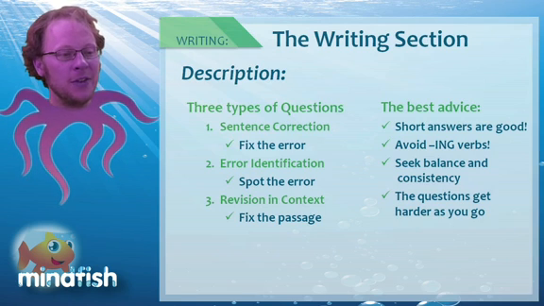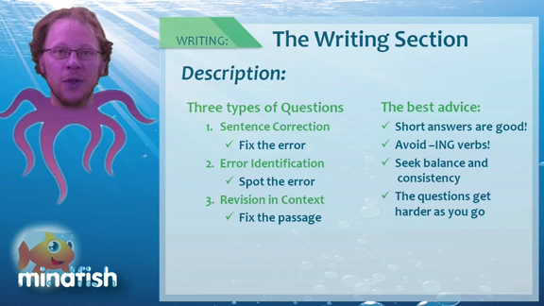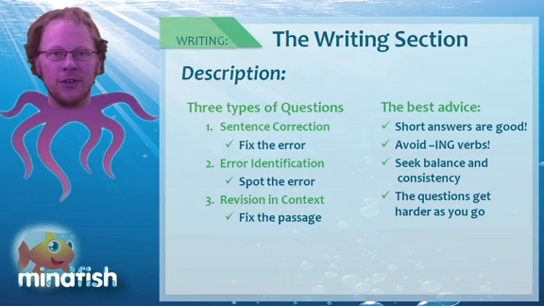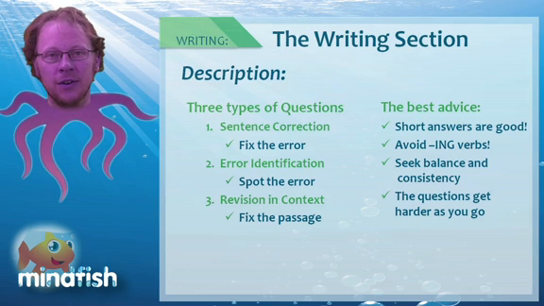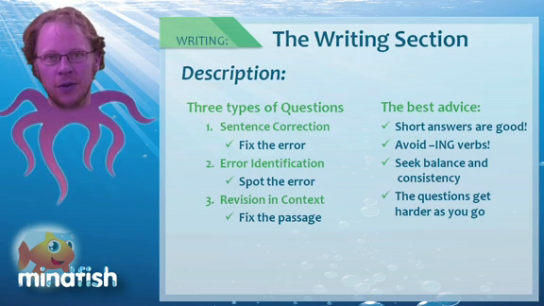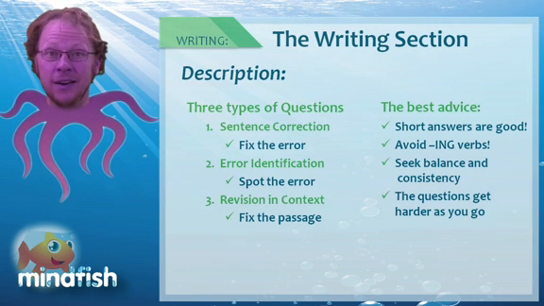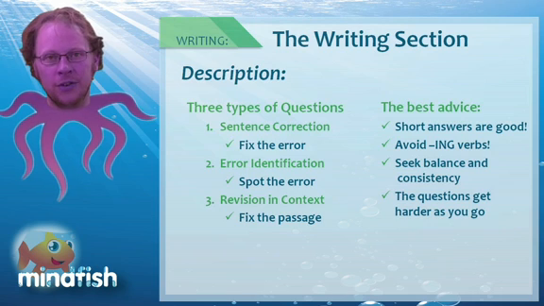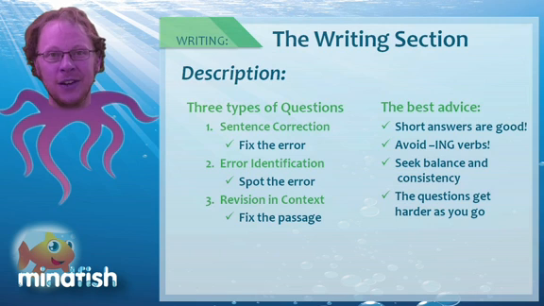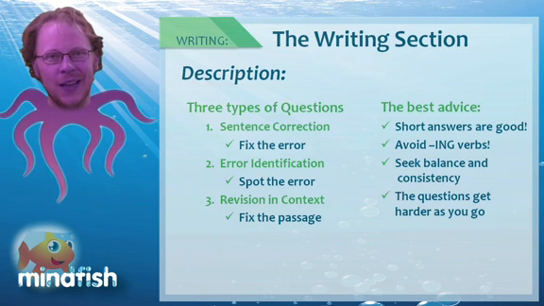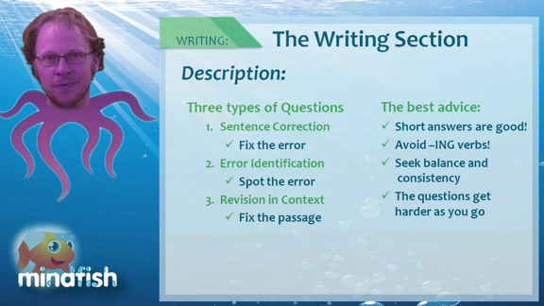The last piece of advice I would give you here is that the questions within the writing sections get harder as you go. The long writing section starts with 11 sentence correction questions that go in order of difficulty. After that, you'll see 18 error identification questions that are also arranged in terms of difficulty. So, in other words, when you get to the end of each question type, you can expect the questions to be hard. It's not just you. They actually are getting more difficult.